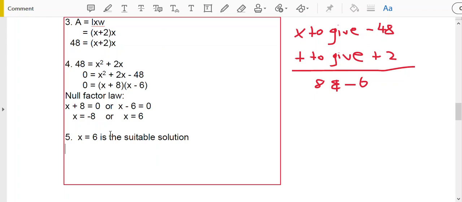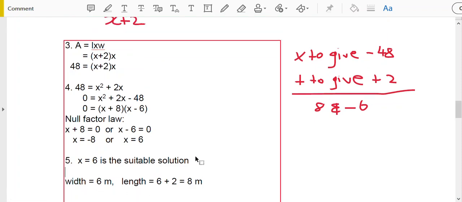The problem is find the dimensions of the rectangle. So the width equals 6 meters because that's what x is. x is the width, and we just found x equals 6, and the length is the width plus an extra 2 meters. So 6 plus 2 equals 8 meters. So there's our final answer. The width is 6 meters, the length is 8 meters.